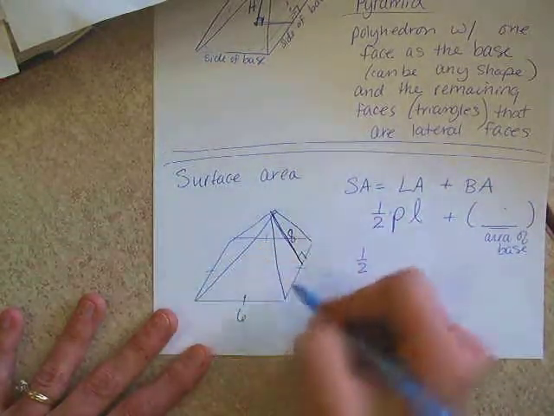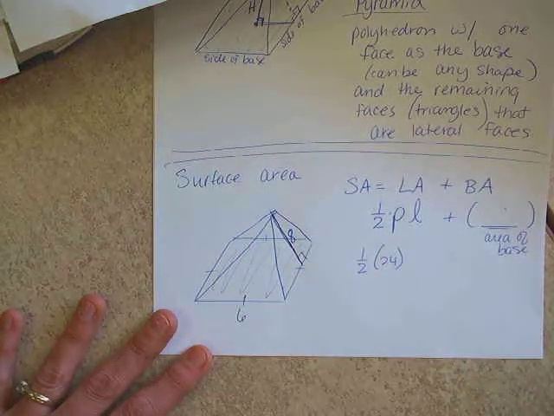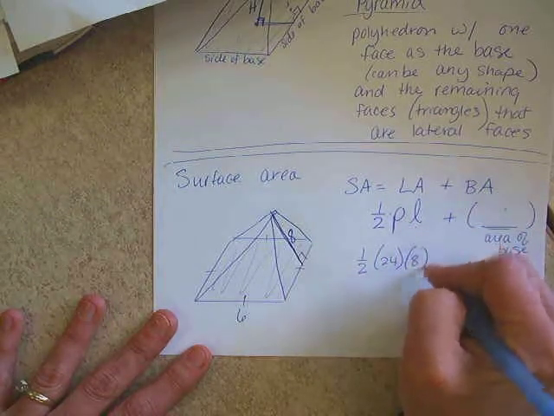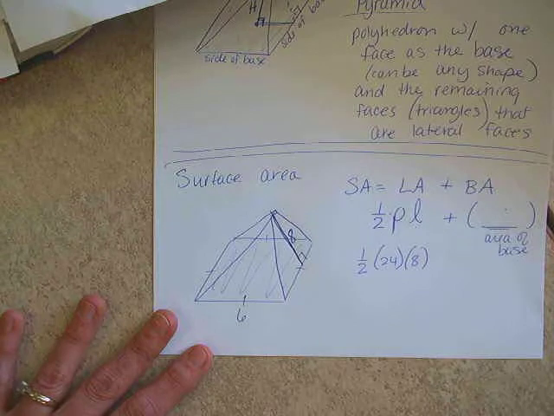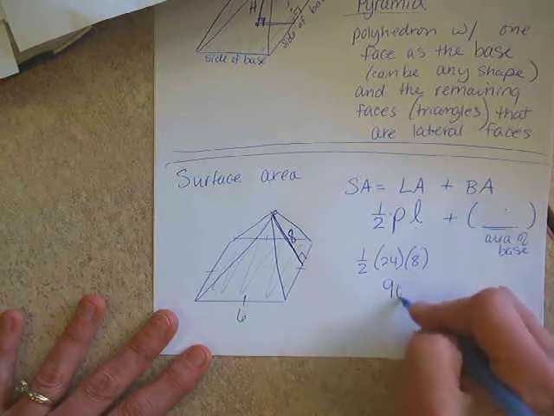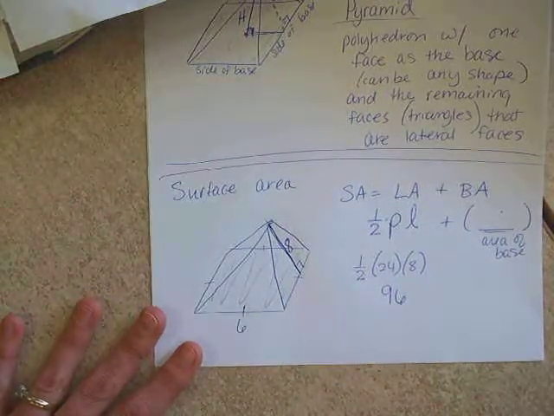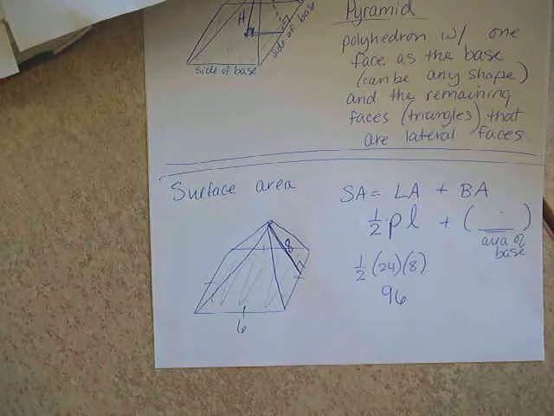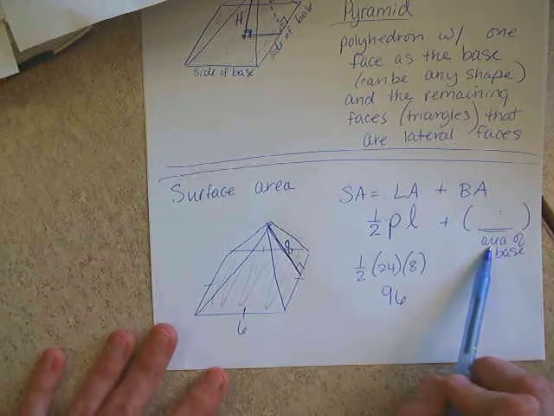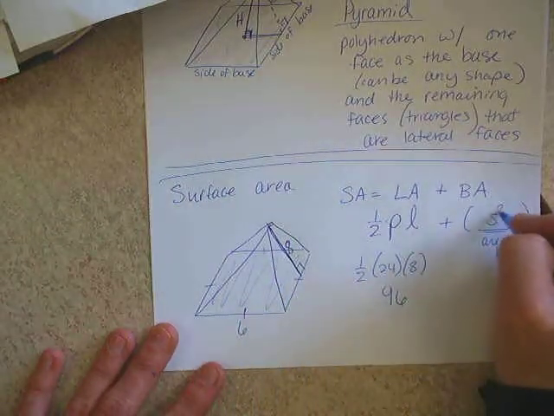So lateral area is 1/2. The perimeter is 6 times 4, which is 24 because our base is a square. The slant height was given, so that is 8. Half of 24 is 12, times 8 is 96, so that is your lateral area. And if you were to calculate the area of each lateral face and add it together, that's what you would get.